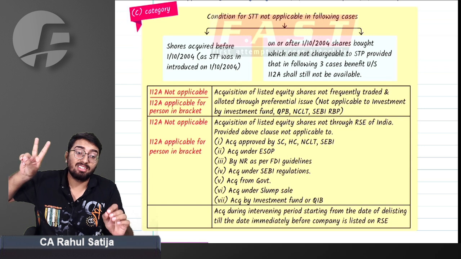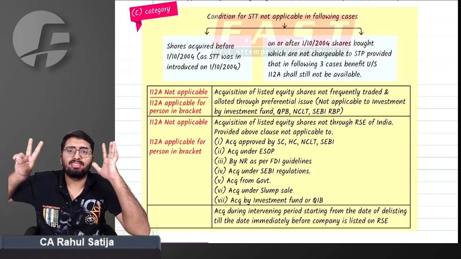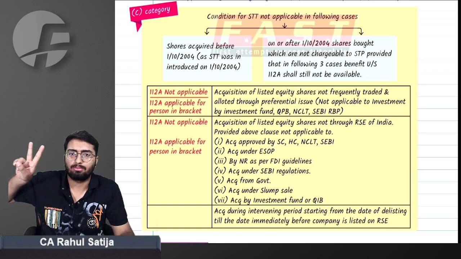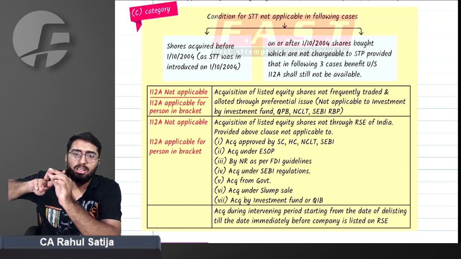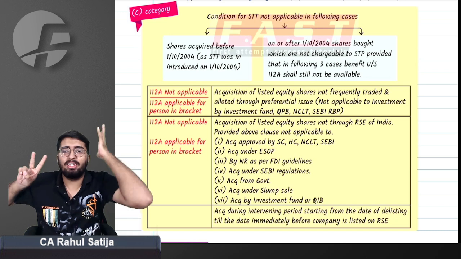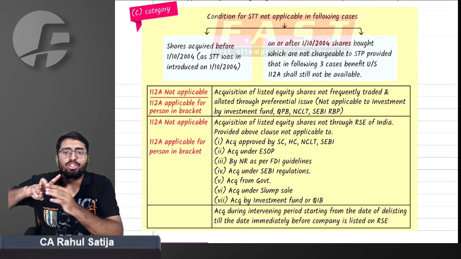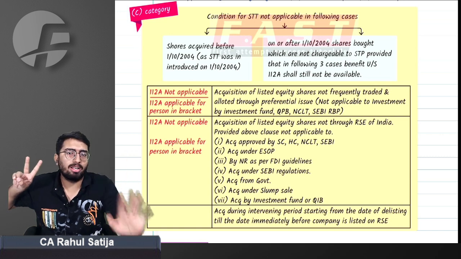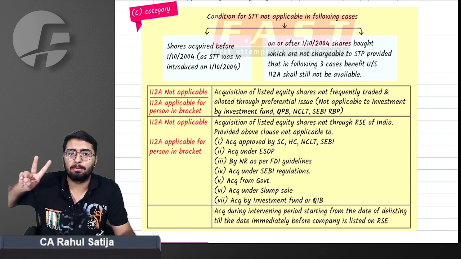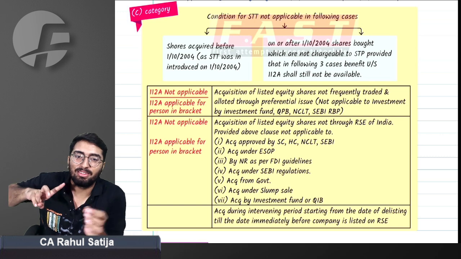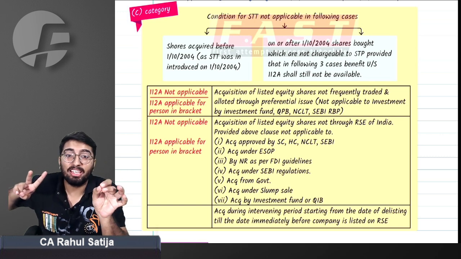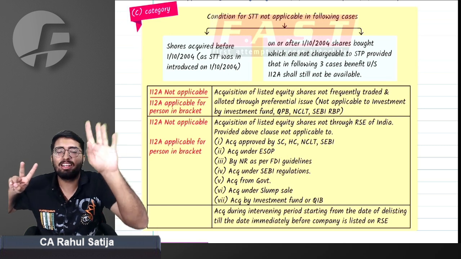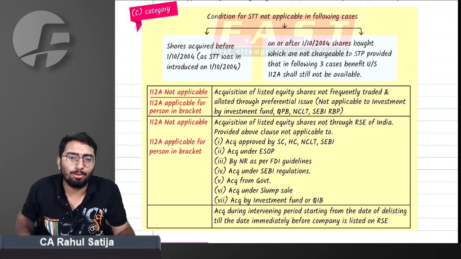Second case where even if you pay STT, you will still not be eligible for the 112A tax rate. The second case is, you bought shares that are not frequently traded. Even if you pay STT, you will still not be eligible for the 112A tax rate. But a few people, even if they buy shares that are not frequently traded, will still be eligible for 112A. Who are those people?